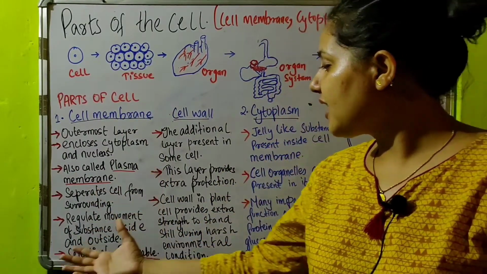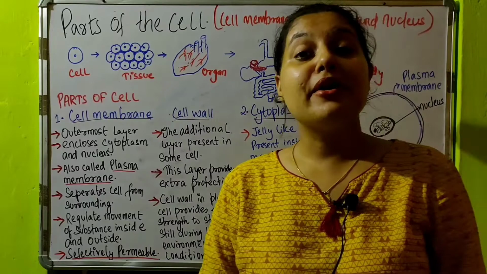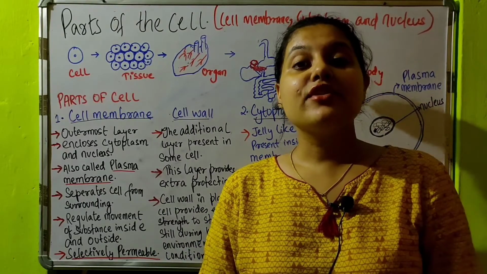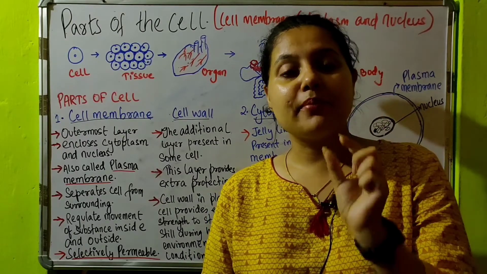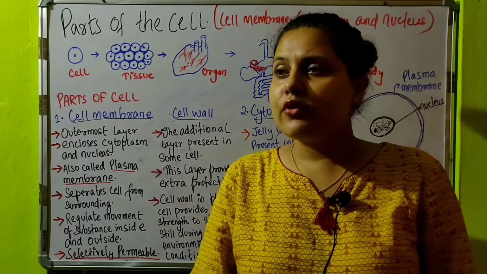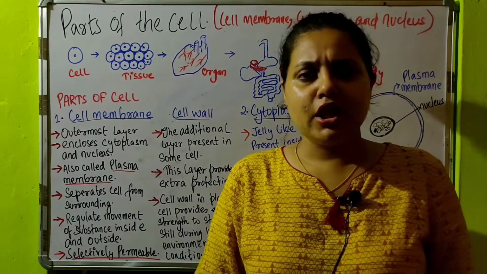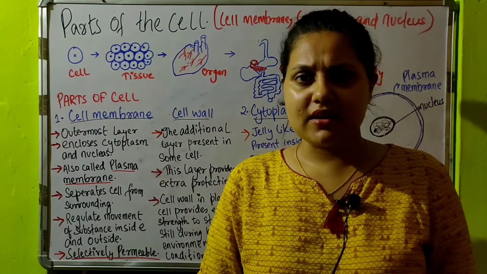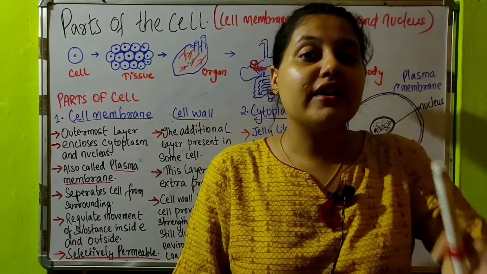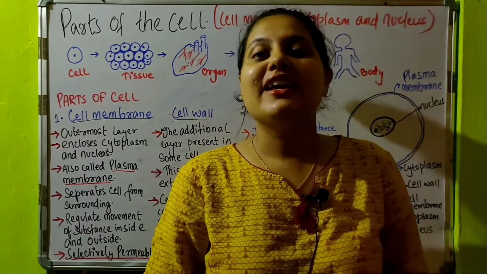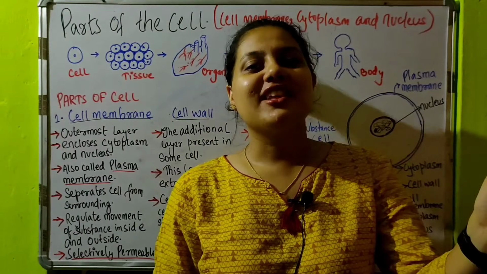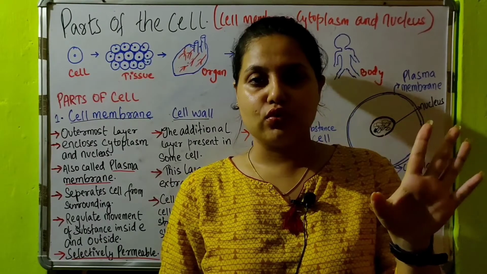And then you see it is selectively permeable. What does this mean? This is a very important thing. Selectively permeable means it will permit only certain things, it will not permit everything. For example, to enter somewhere, you need to show a gate pass, isn't it? In the same way, the substances which want to enter the cell also need to show a gate pass to the plasma membrane, and if the plasma membrane says okay, then only they can enter, otherwise no.